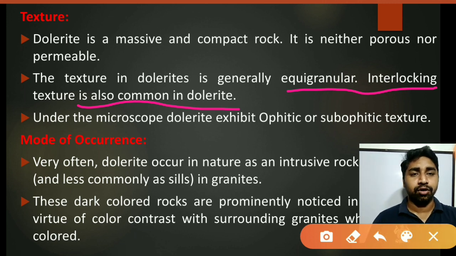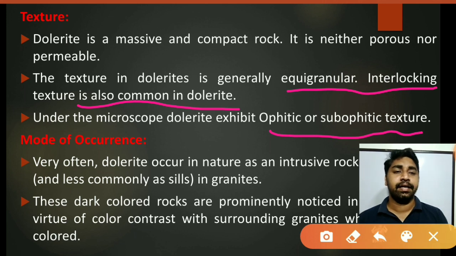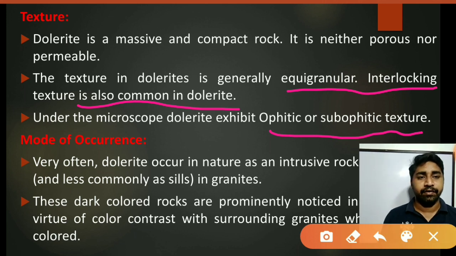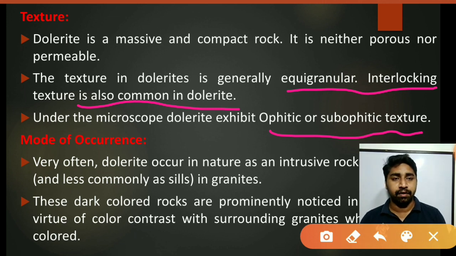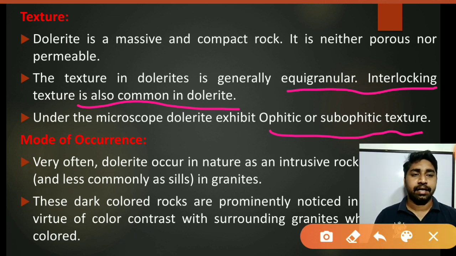Under the microscope, dolerite exhibits aphanitic and subaphanitic texture. When we study it under the microscope, they exhibit aphanitic and subaphanitic texture.